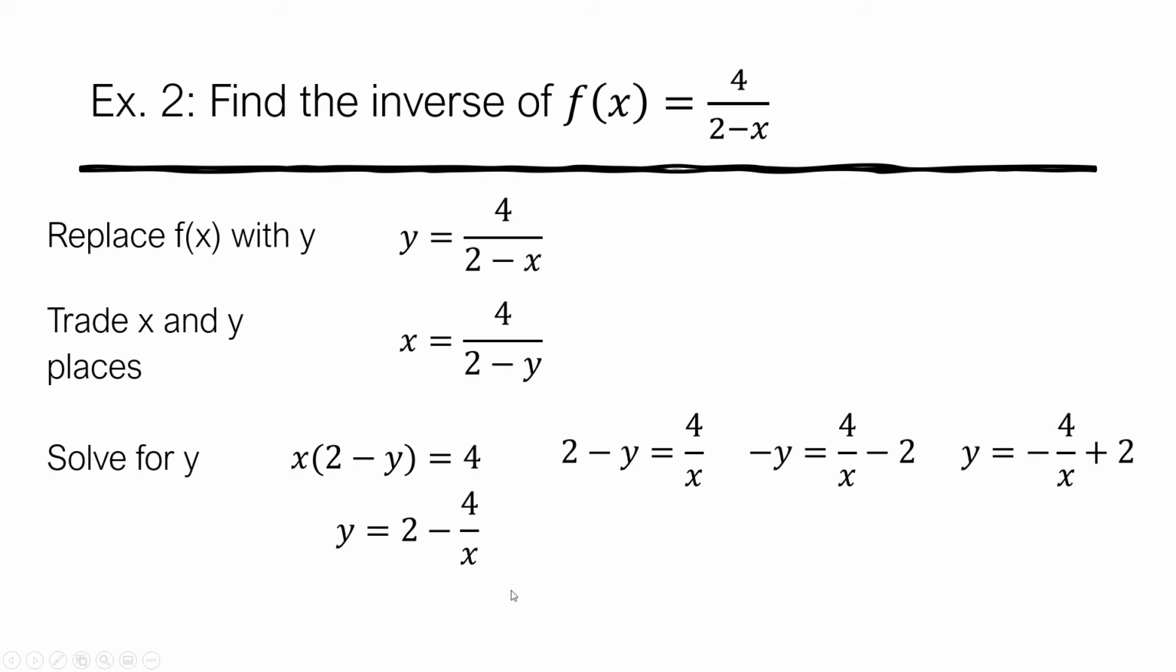Now, it's better that we place it in a single vinculum. So we have to multiply 2 by the LCD. The LCD is x, so we have x over x. Since they now have the same denominator, we copy the denominator and subtract the numerators. So we have y equals 2x minus 4 all over x.